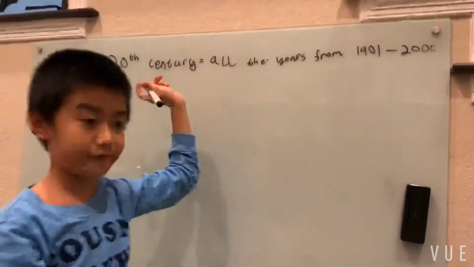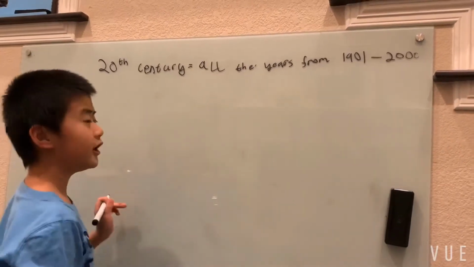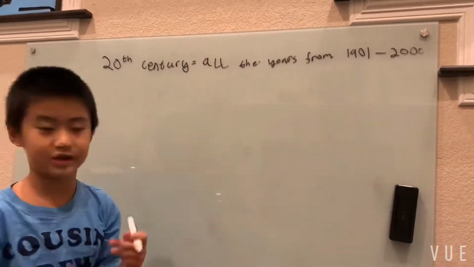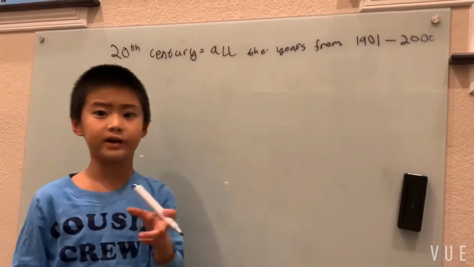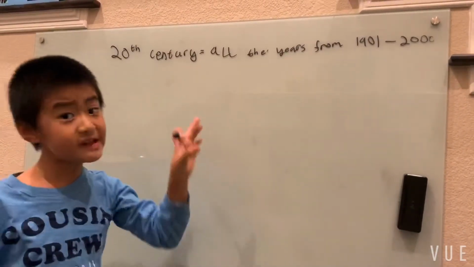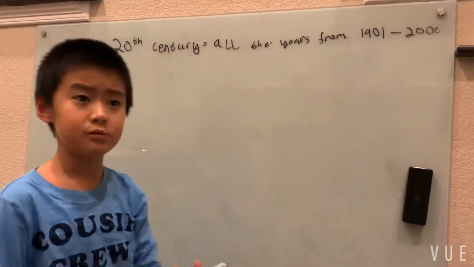Okay, I know it's a little off board. So it's all the years from 1901 all the way to 2000. 2000 is not a lot, like the number 2000. So there isn't really a very good way to solve this problem immediately, but what we're going to do is just guess.